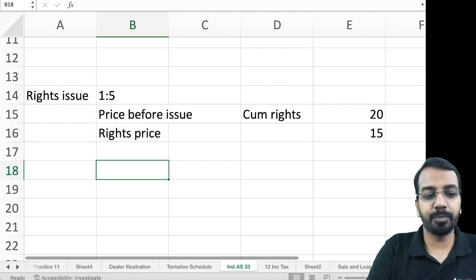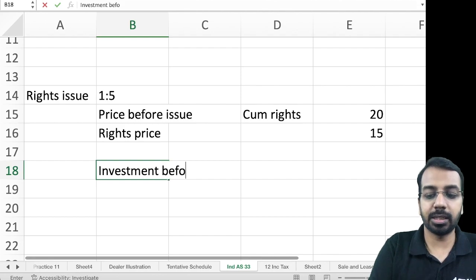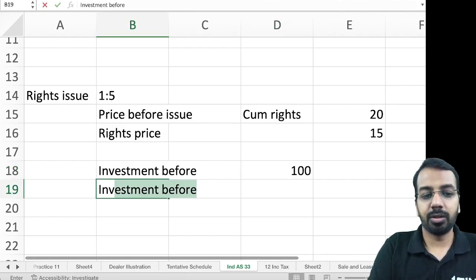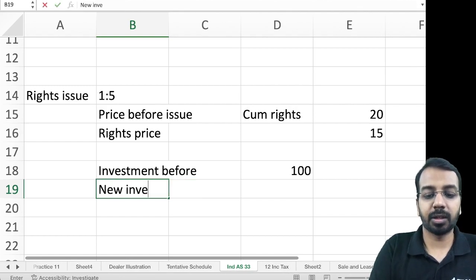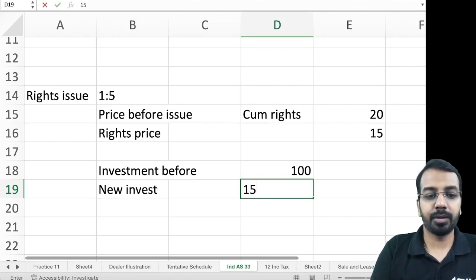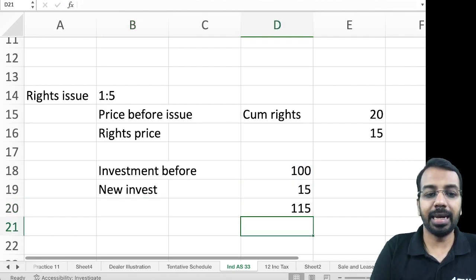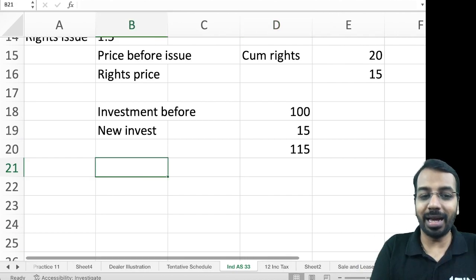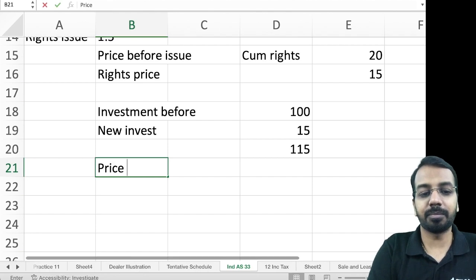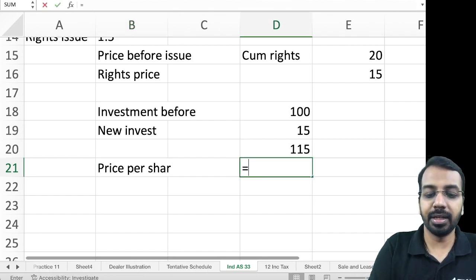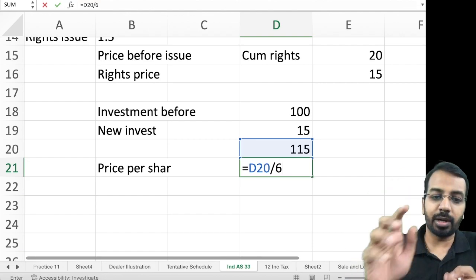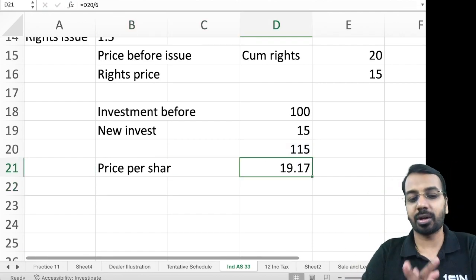So think of it. Investment before is how much? 20 into 5, 100. New investment, 15. So the total investment becomes how much? 115. Now for me, what is the cost, or the break even cost, or the weighted average cost? Price per share is 115 divided by 6. Earlier I had 5 shares, now I have one more share. So 115 divided by 6 becomes 19.16 or 19.17.